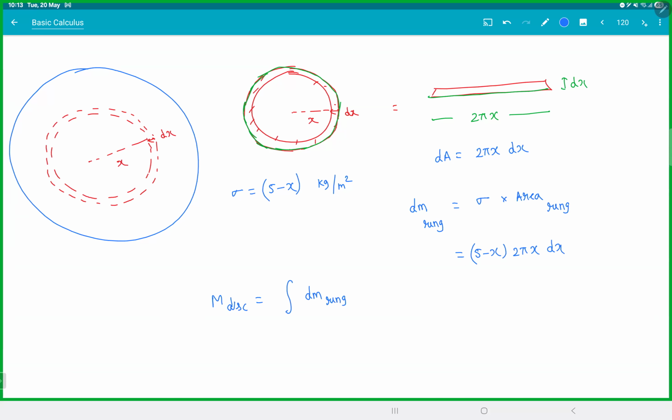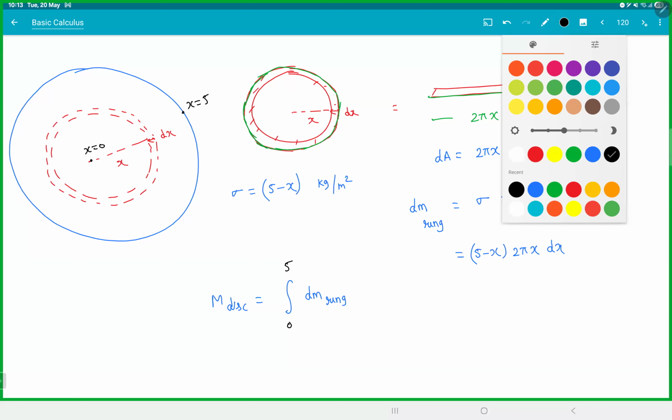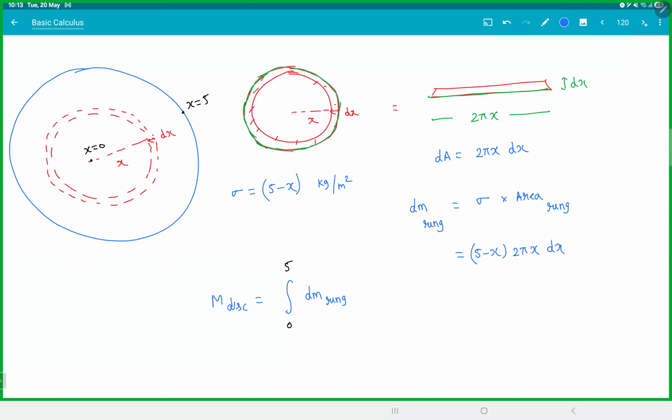And the rings are starting from where? That is the meaning of limits. Where are you starting and where are you ending? You're starting at x is equal to 0 and you're ending at x is equal to 5. So your limits are going from 0 to 5. When you put x is equal to 0, you're taking the ring at the center, which is a point. And when you take x is equal to 5, you're taking the ring at the outermost one.